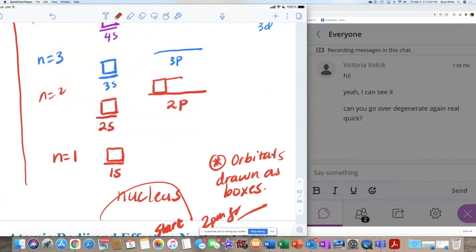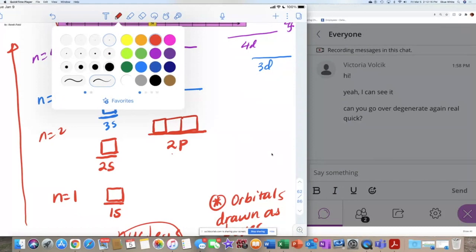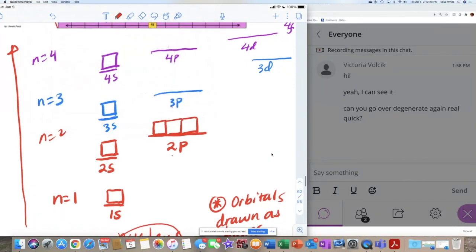1, 2, 3. So every p sublevel, whether it's 2p, 3p, or 4p, has three orbitals, right? So let me go through and then finish the electrons. Then you see how this works out. So let me see. What's the next color? Blue. One. How did I pick blue and end up red? Okay, maybe I didn't touch it enough. There. Okay. One, two, three.